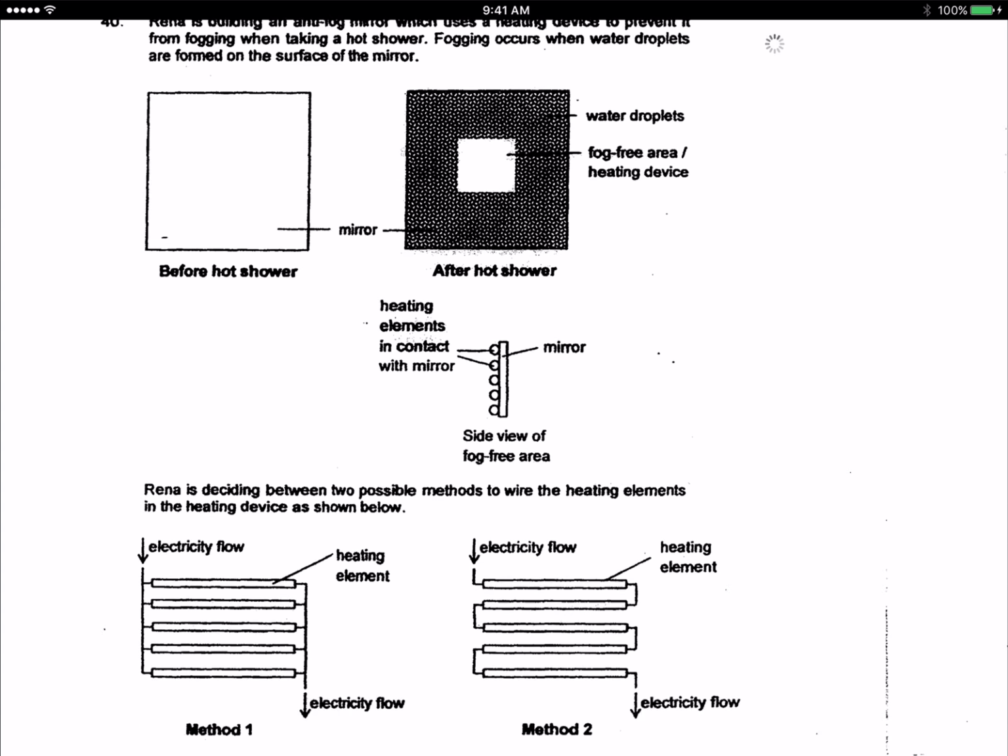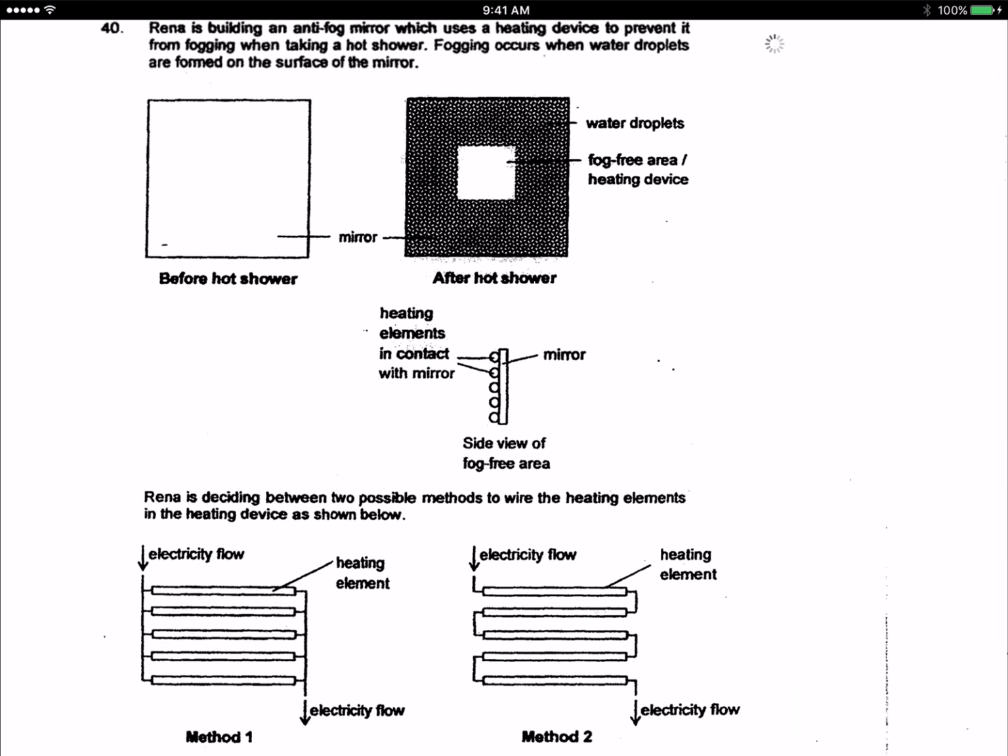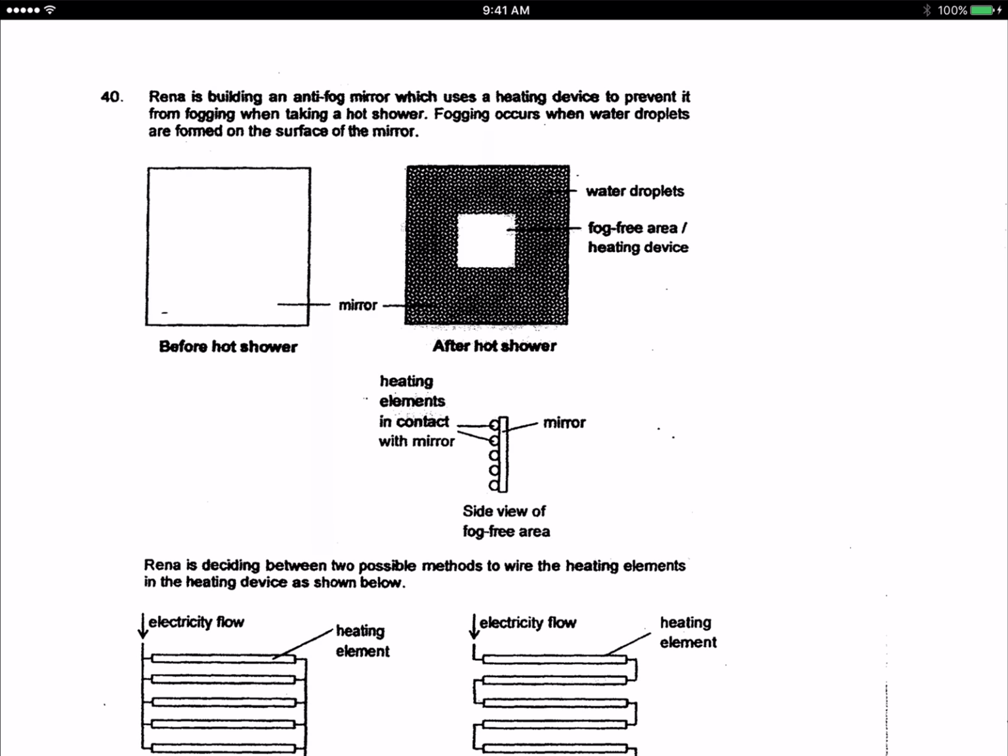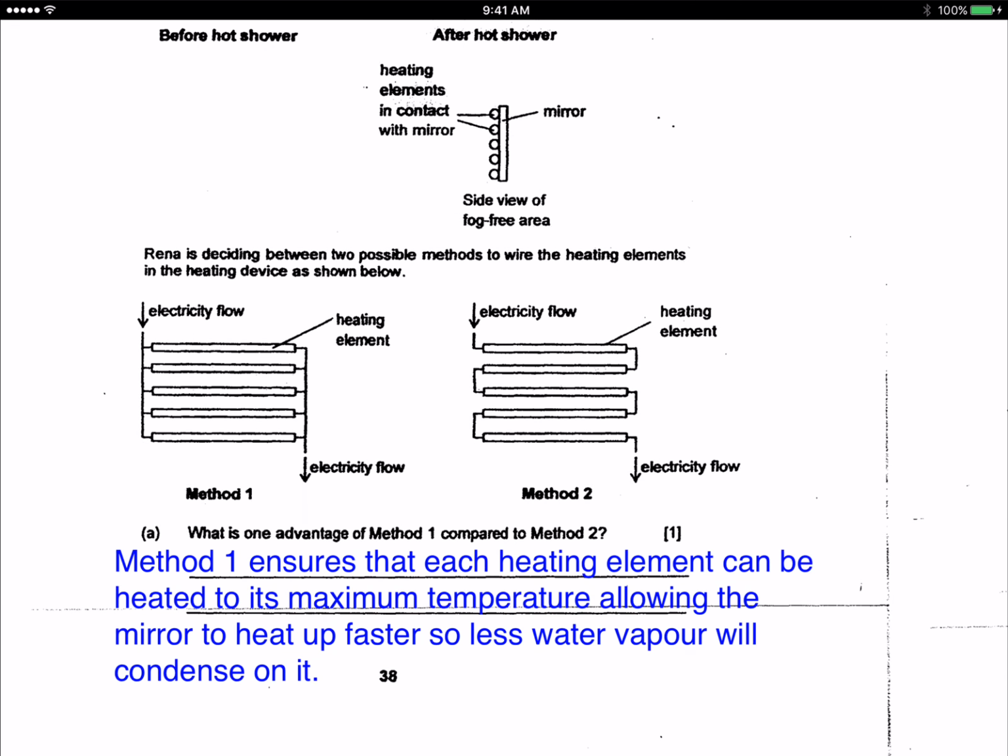What is one advantage of method 1 compared to method 2? What's going on here? They're trying to reduce the fogging. When you want to reduce fogging, what are you supposed to do? You need to change the temperature of the mirror.